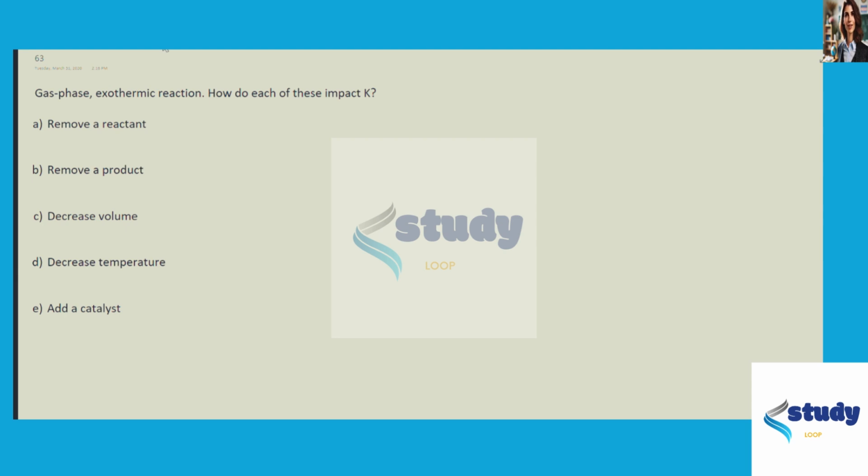Here, we are asked to think about a reaction that occurs in the gas phase and is exothermic. For these 5 different conditions, how is the equilibrium constant K impacted?